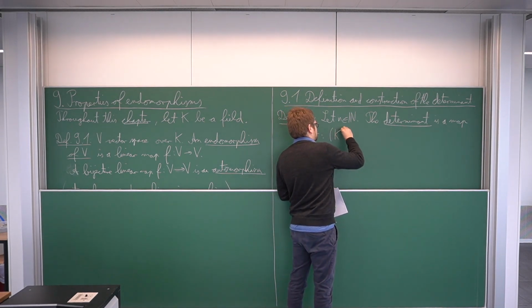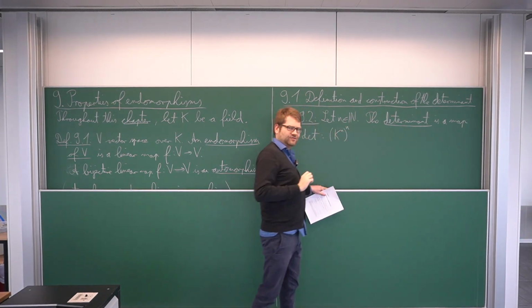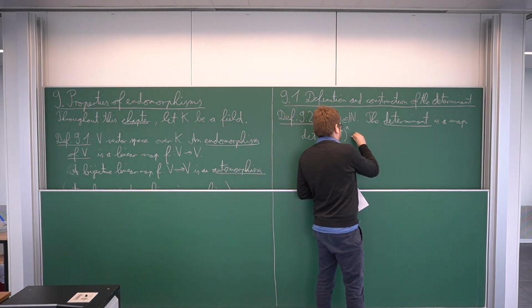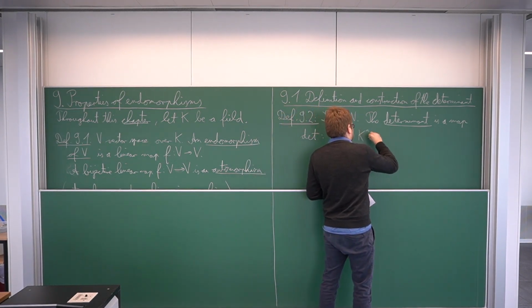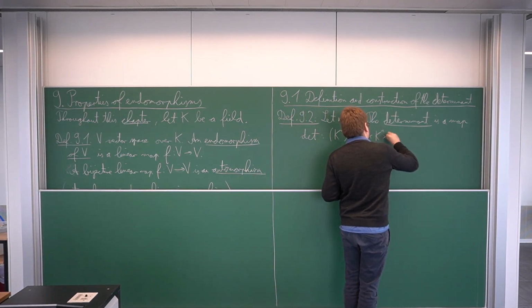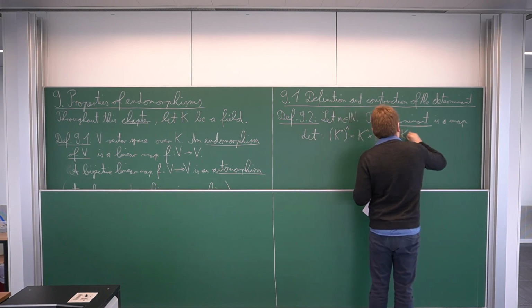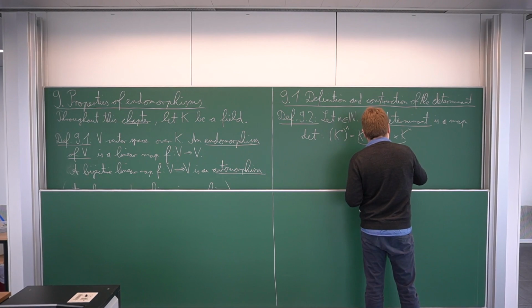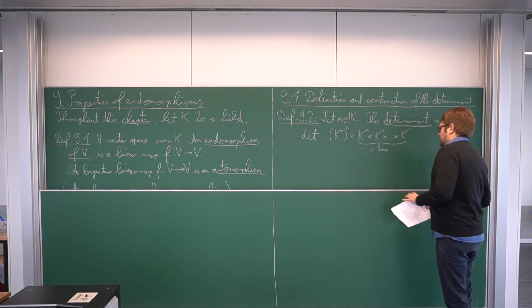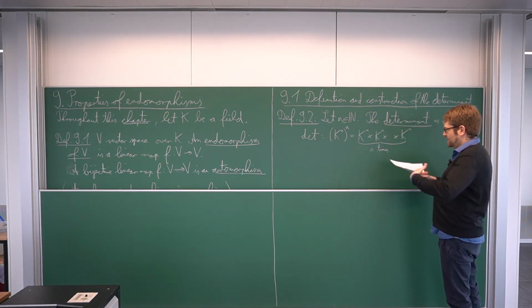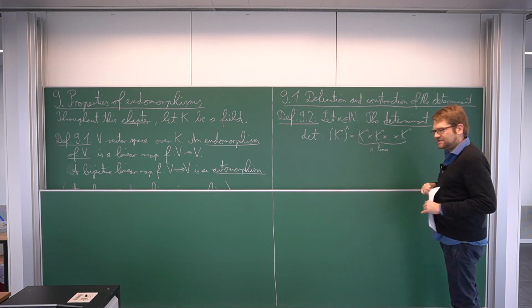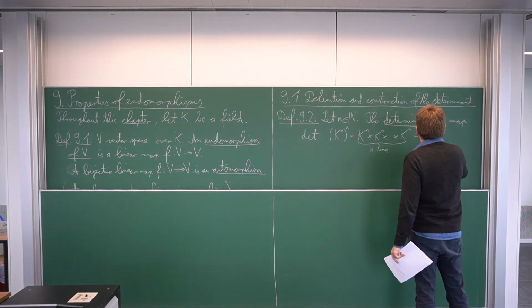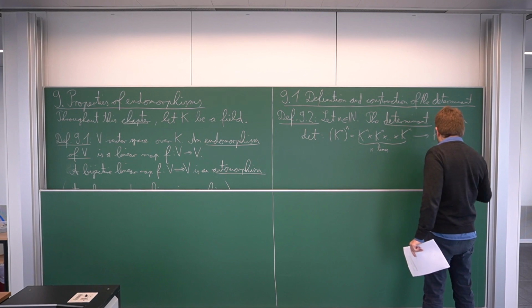This would be in this strange notation (K^n)^n, so as a Cartesian product, by which I mean K^n times K^n times and so on, times K^n, so the n-fold Cartesian product. So we just take n different vectors from K^n and have those as inputs of the map det. And as a result, we get just back a number, an element of K.